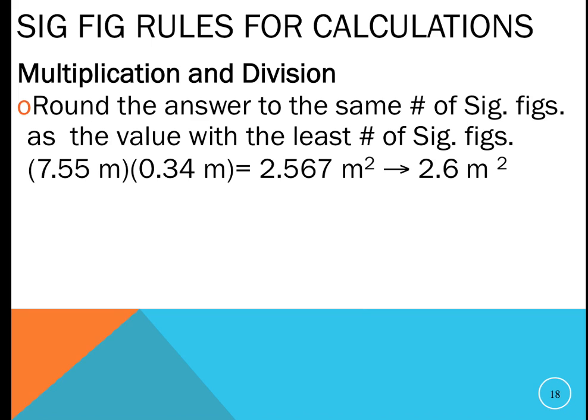0.34 has 2 sig figs. When we do our math, we can only have 2 digits in our answer. So our math gives us 2.567, and since the 5 is our target, our second digit, we then look at our rounding and it becomes 2.6. Keep in mind, you also treat your units like you do variables. So m times m gives you m squared.